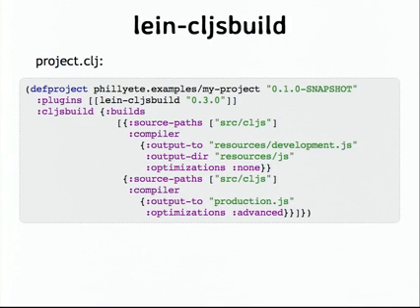Then we have a production build where we output to a single file, we use the full advanced mode compiler, and we compress our code down as small as we can.